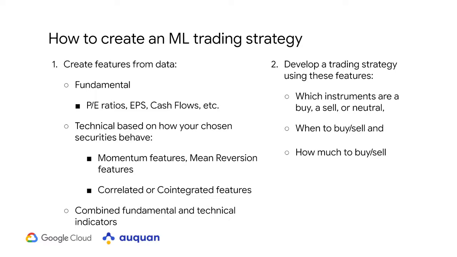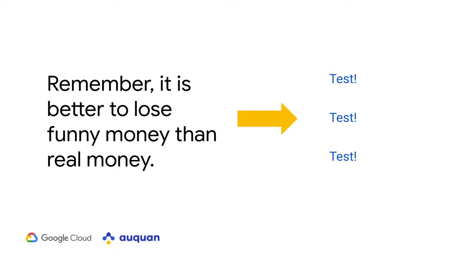Third, write an algorithm, which will be known as your trading strategy, using the previously mentioned features to decide the following: which instruments to buy, sell, or hold, when to buy or sell, and how much, what size to buy or sell. These are some of the most important elements of your algorithm. Take your time to build it and backtest it before you put it into a live trading environment.